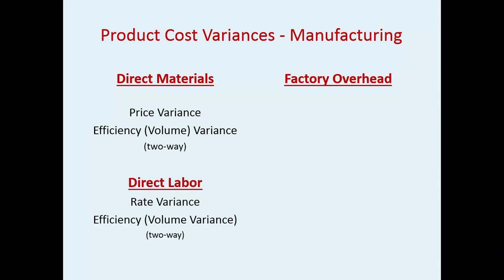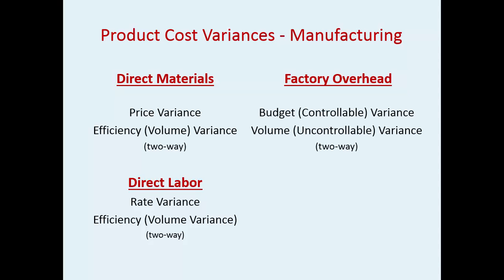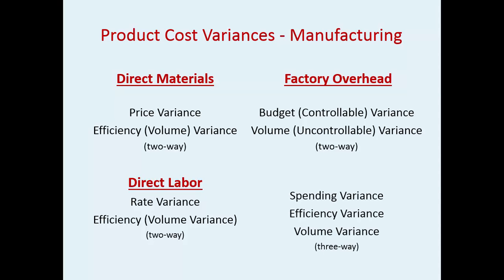For direct labor, again, instead of price, now it's rate variance and efficiency. So for direct materials and direct labor, there usually are just two main components each. With factory overhead, you have a budget or controllable variance, and then a volume variance, which is often an uncontrollable variance. That could be a two-way variance, but it's usually better to look for more detail, because if you think about all the things that can go into overhead, all of those other non-direct costs, you can find more detail. The more components, the more things can go wrong. So you might use a three-way variance, which is a spending, an efficiency, and a volume variance combined.